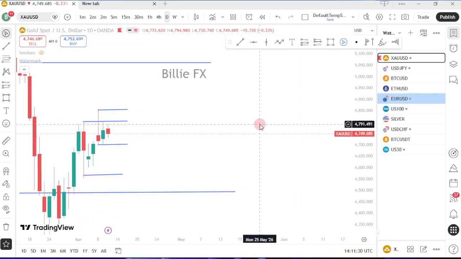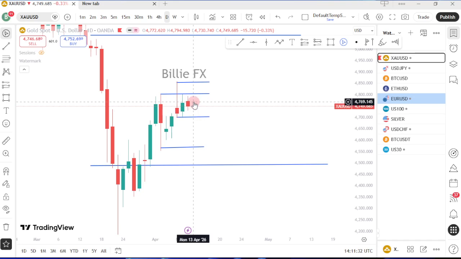Just lines. I'm just drawing lines. By the way, trend lines do not work, so don't start trading with trend lines. See this bullish candle? This bearish candle is still within this bullish candle, right? So we are still bullish, right?